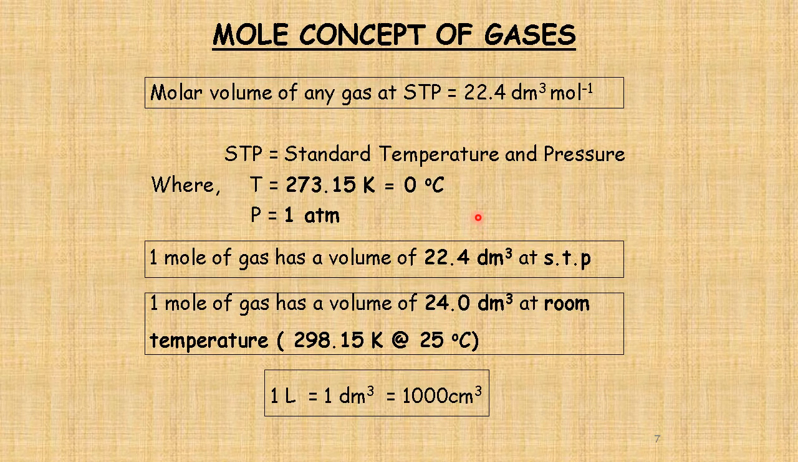Okay, so you have to know STP. What is the condition of STP? STP is standard temperature and pressure. So the temperature is refer 0 degrees Celsius or 273.15 Kelvin. And then the pressure is 1 atm. Okay, for room temperature, the temperature is 25 degrees Celsius or 298.15 Kelvin. Always remember the relationship between liter, dm3, and cm3. 1 liter equal to 1000 ml. Okay, 1 liter also equal to 1000 cm3.